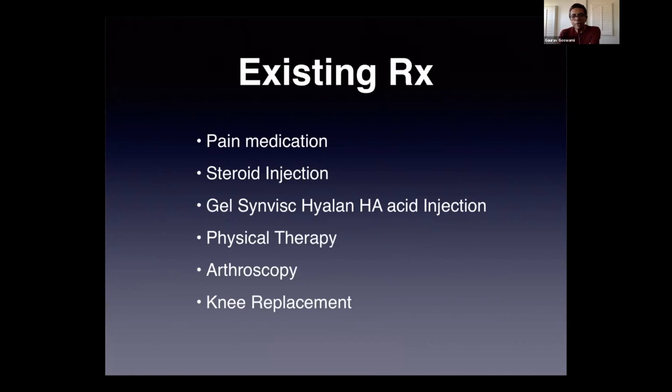And I'm sure most of you are familiar with these. There's obviously the usual pain medication, cortisone or steroid injections, and then, under different names, hyaluronic acid injection. Physical therapy, which is actually on this list the only thing with proven evidence to help. So good physical therapy, and I think very well elucidated by Travis in his talk. And then it's arthroscopy and knee replacement.